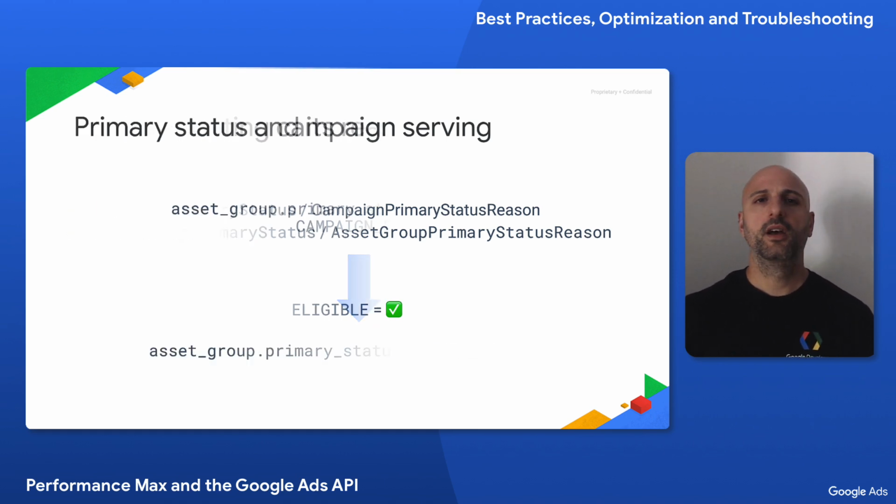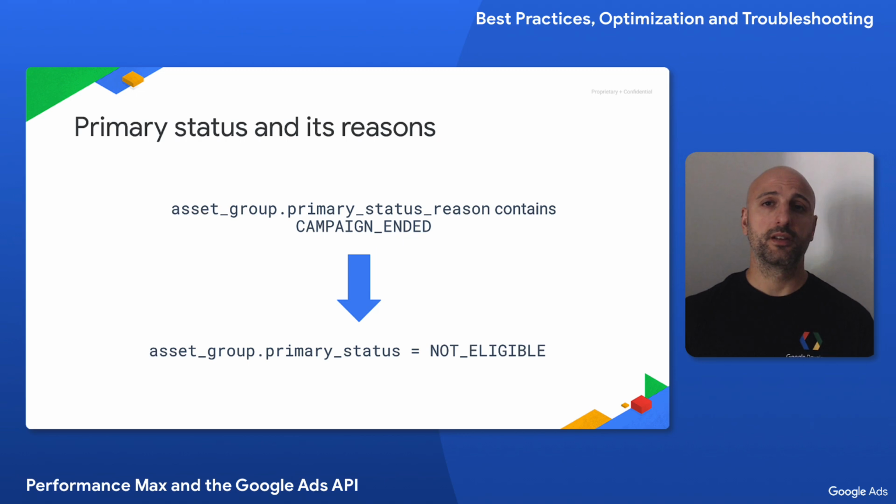They will tell you exactly all the reasons why you may not be getting the performances you were hoping for. For instance, an asset group may have primary status not eligible, and that can be caused by several reasons, mostly related to the campaign it belongs to. Among the reasons that can cause this state, in fact, there are reasons like campaign ended, which is the case when the campaign the asset group belongs to is past its end date, and the asset group thus is not delivering any impressions because of this. In this case, all you have to do is just resume your campaign to make sure your asset group starts serving again.